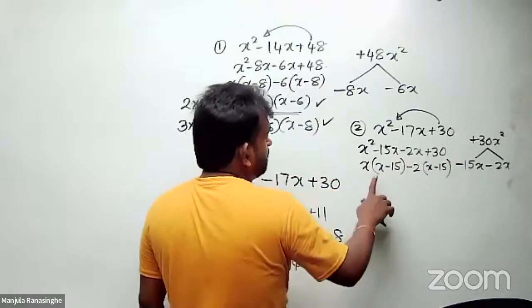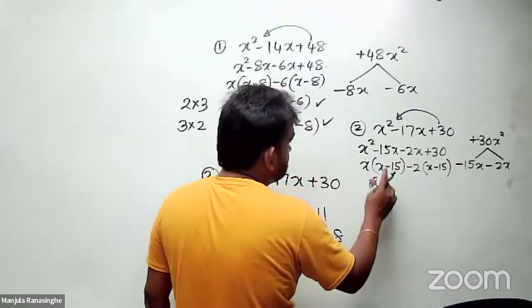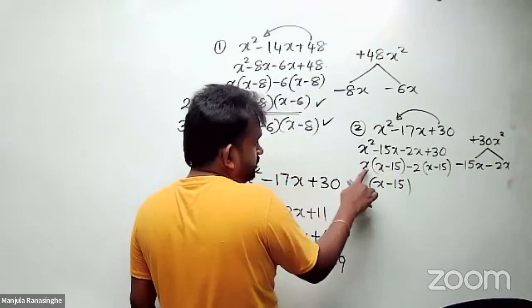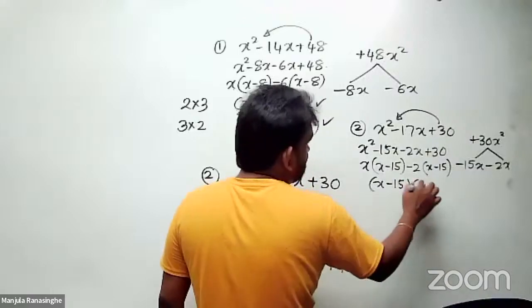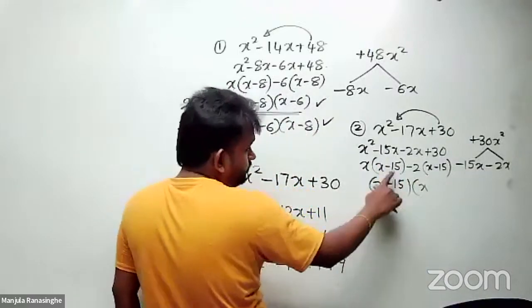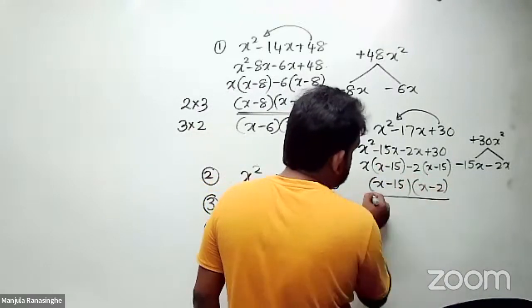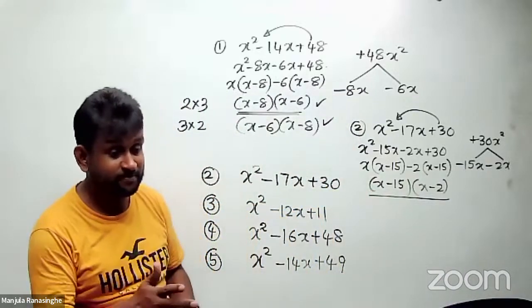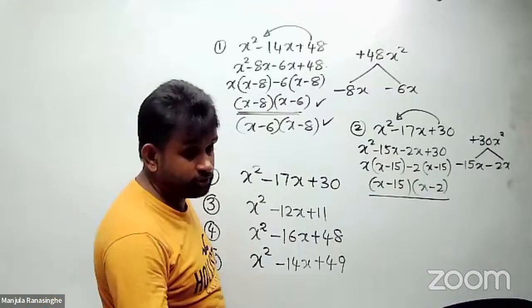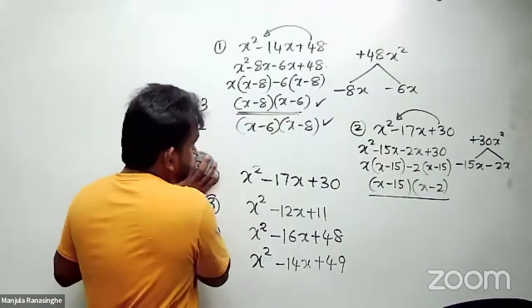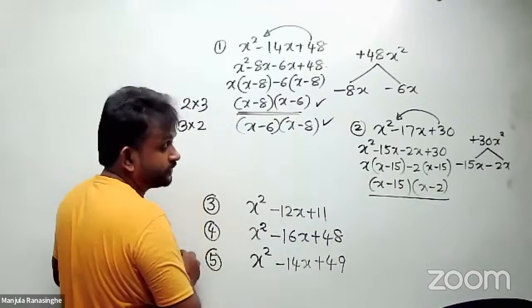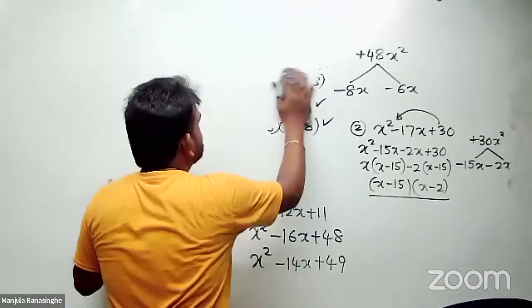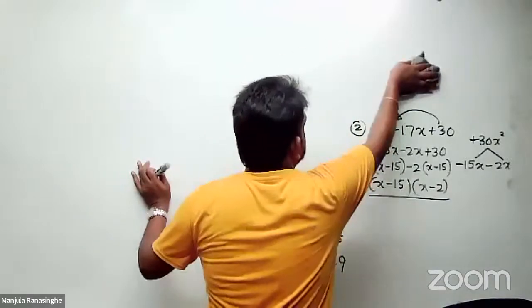Now x minus 15 is taken out, and here x is there and here minus 2. So x minus 15 into x minus 2. Okay, hands up those who got this. The next question is x squared minus 17x plus 30. Okay, that is done.